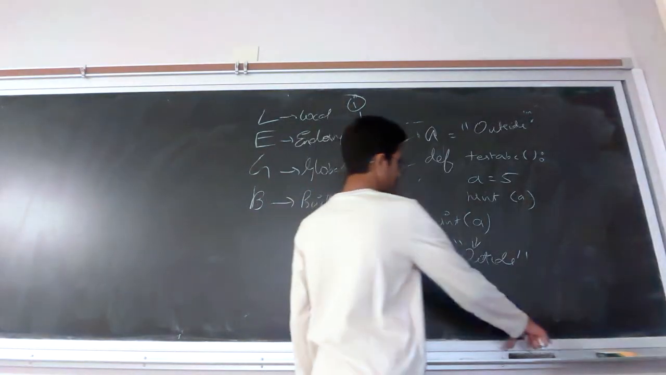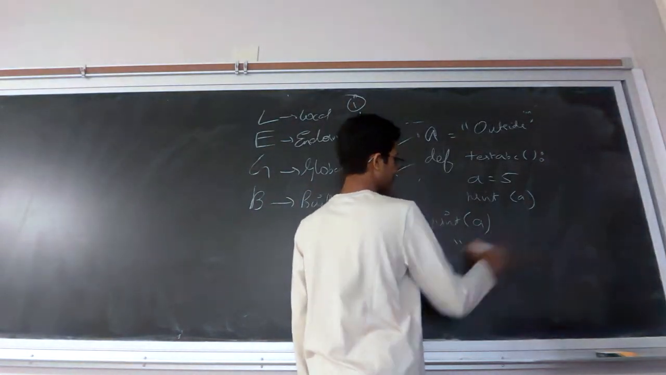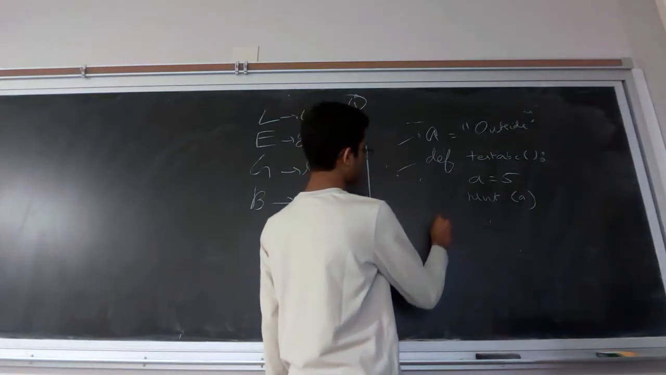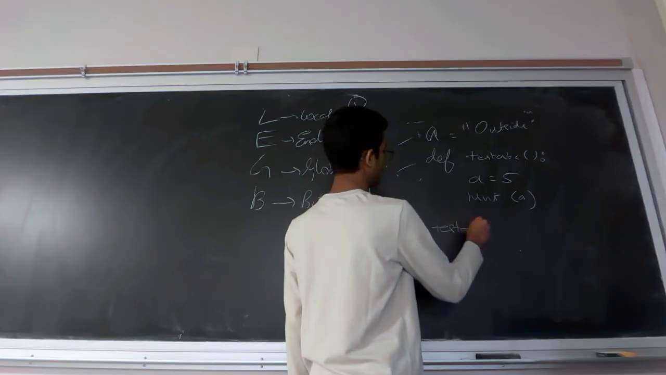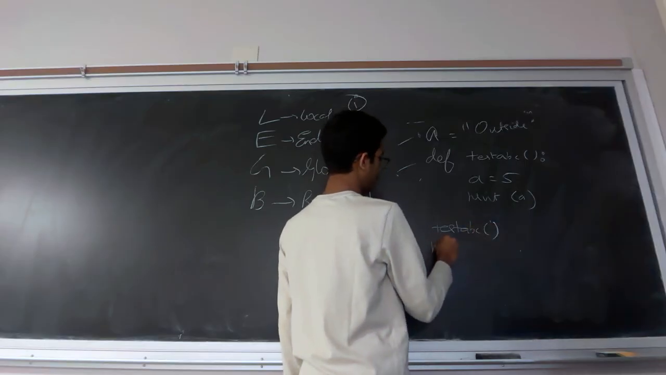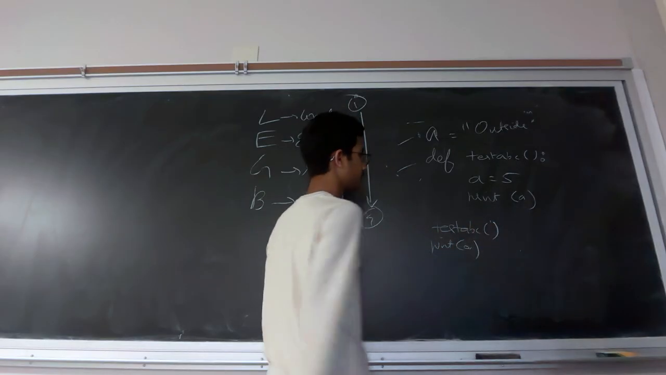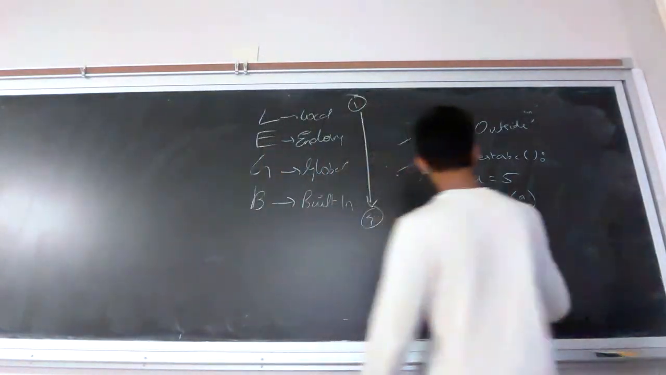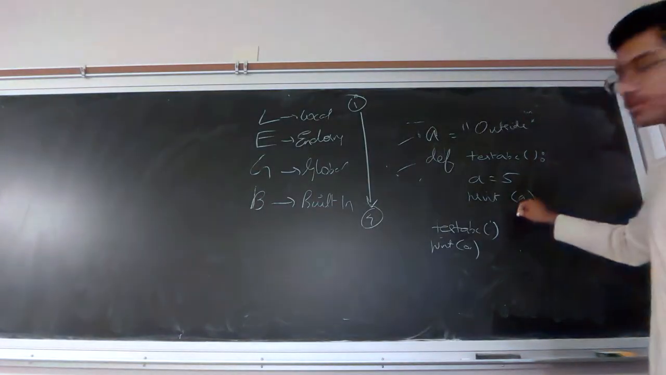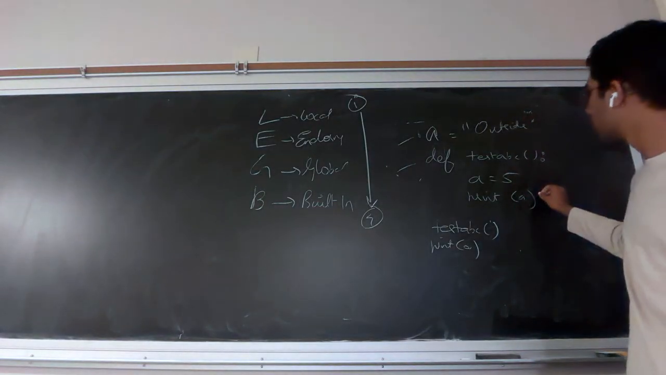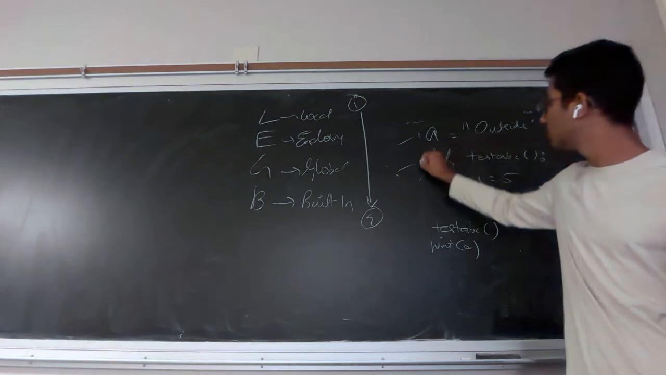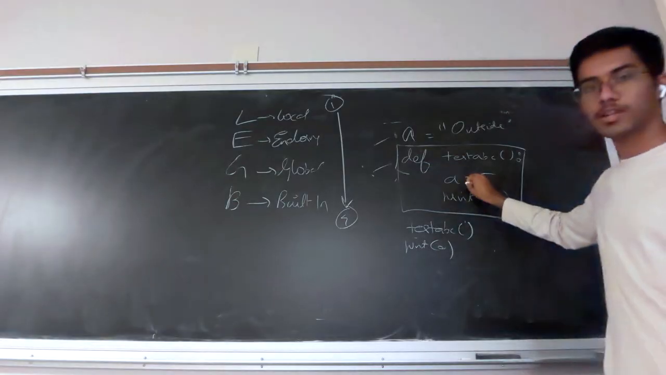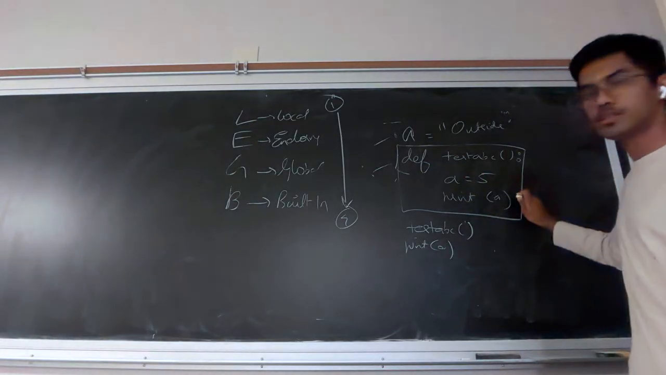Let's say now that I call my function test ABC somewhere, and then print A. What happens now is once this function is called, this print statement first checks its local environment. And yes, within the local environment of this function, we have an A. And thus it prints that.